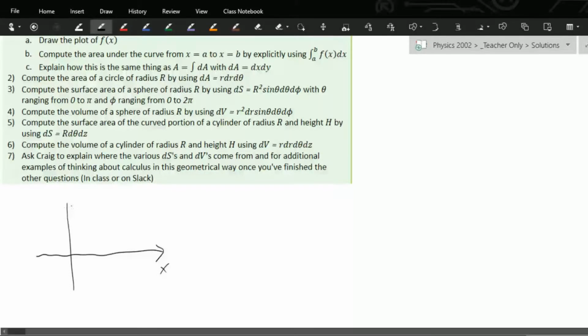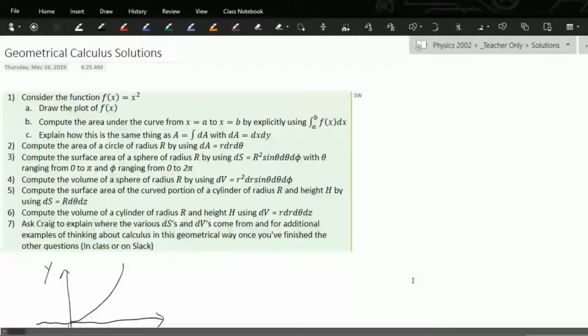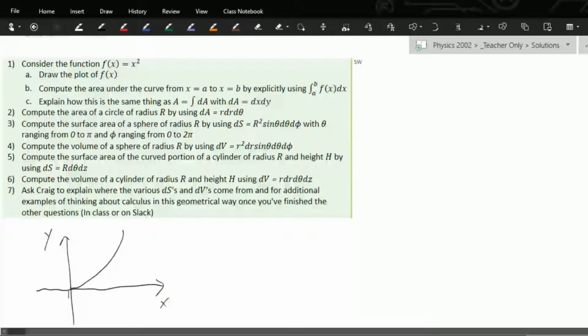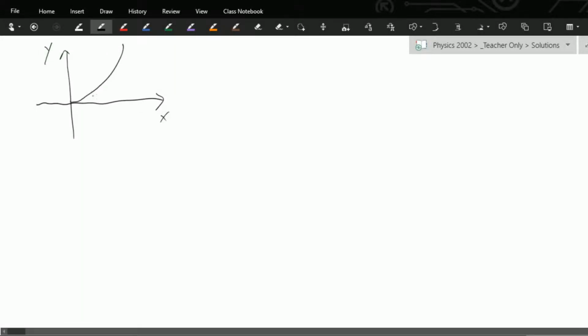So here's the x-axis and the y-axis. This is just going to look like that. Now, the next thing that we want to do is compute the area under the curve from A to B, just some arbitrary A to B. I'm going to assume that these are both going to be greater than x is equal to 0. So here's x is equal to A, and here's x is equal to B.